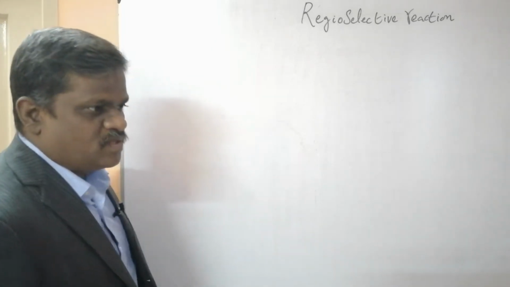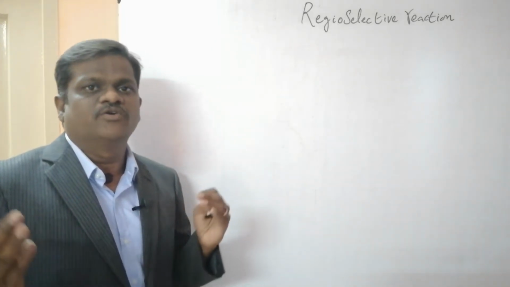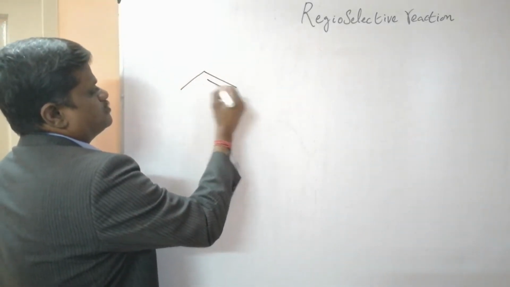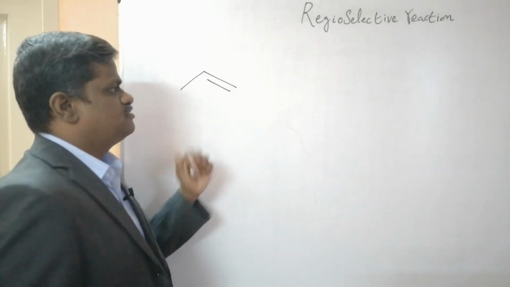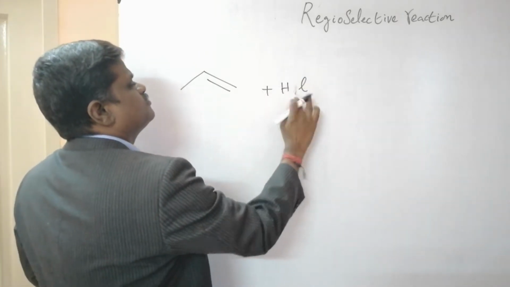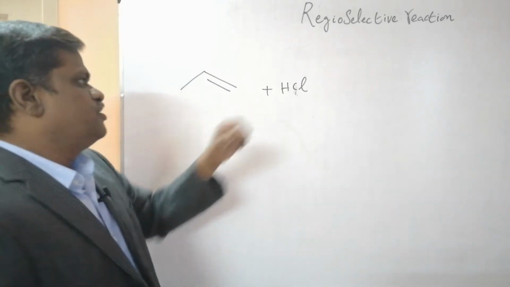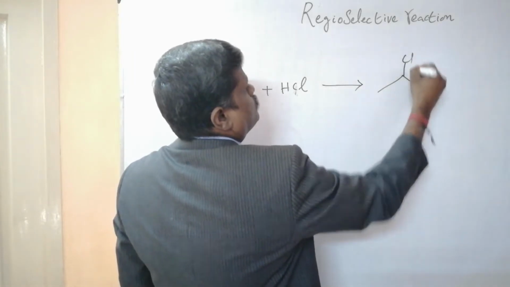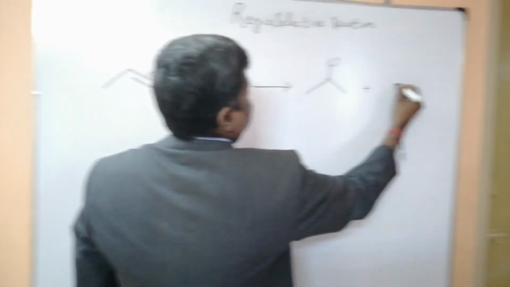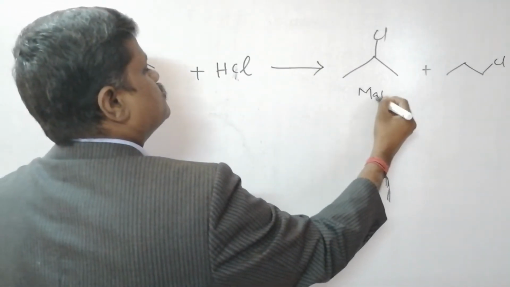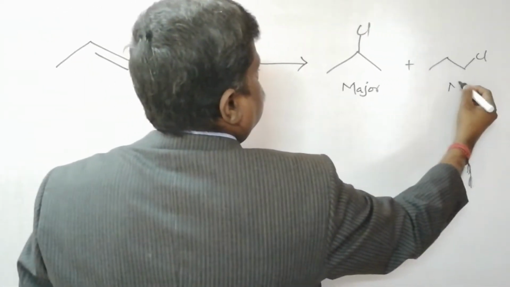As you know, addition reaction is a good example. You could have studied it. Now I am taking propene and reacting with HCl. And you are going to get two products. One is this one and another is this one. This product is major and this one is formed in the minor.